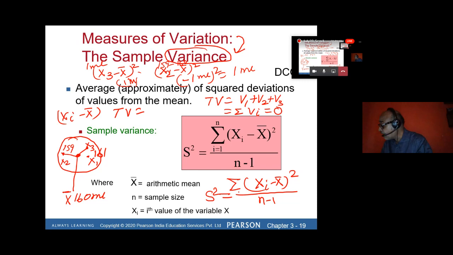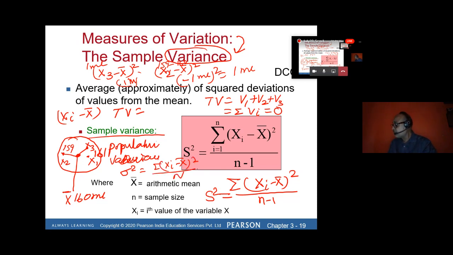This is sample variance. If you want to find the population variance, please note down, the Greek term is used. It is called sigma square, and sigma square is equal to summation Xi minus X bar whole square divided by capital N. This is the difference between small s square and sigma square. Sigma square is called population variance and S square is called sample variance. Am I clear?